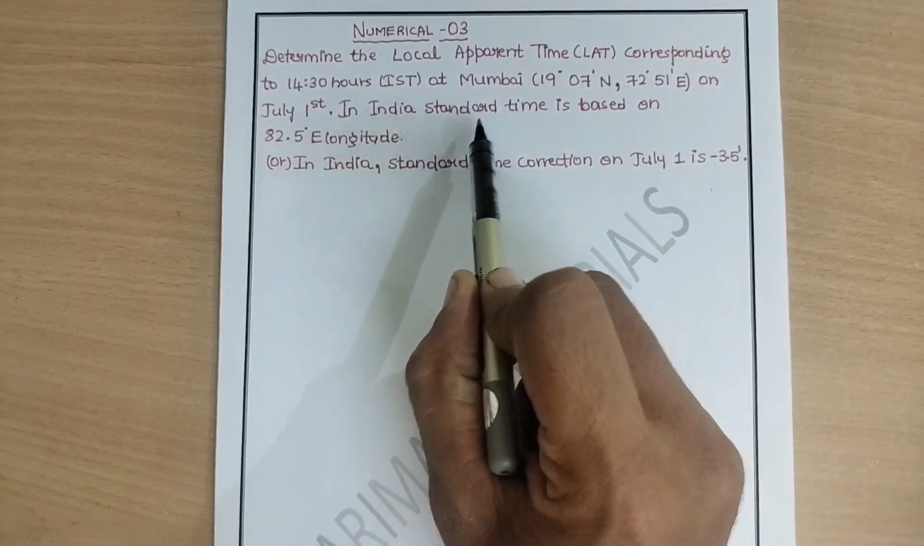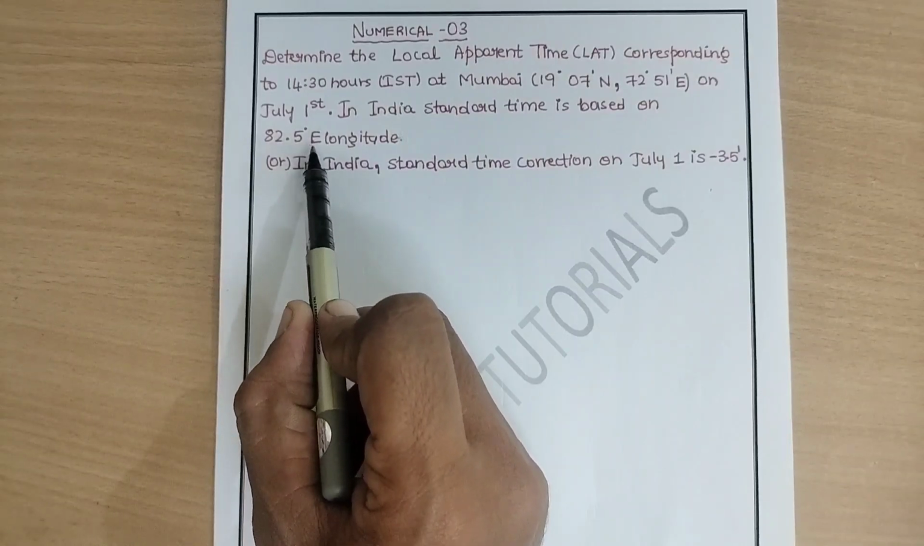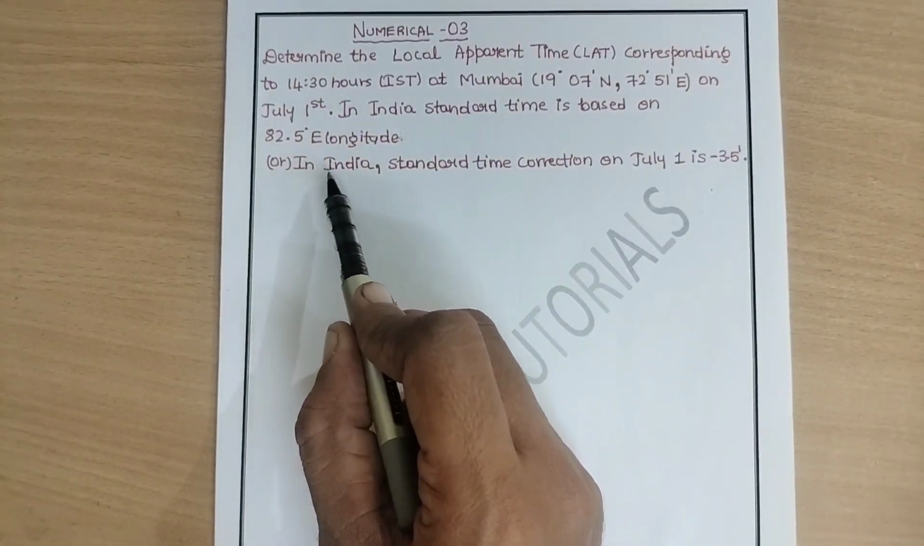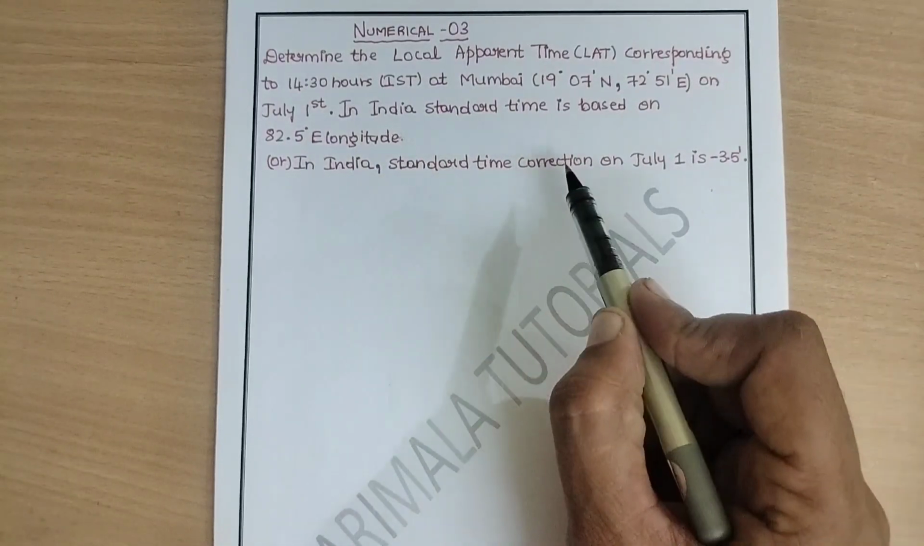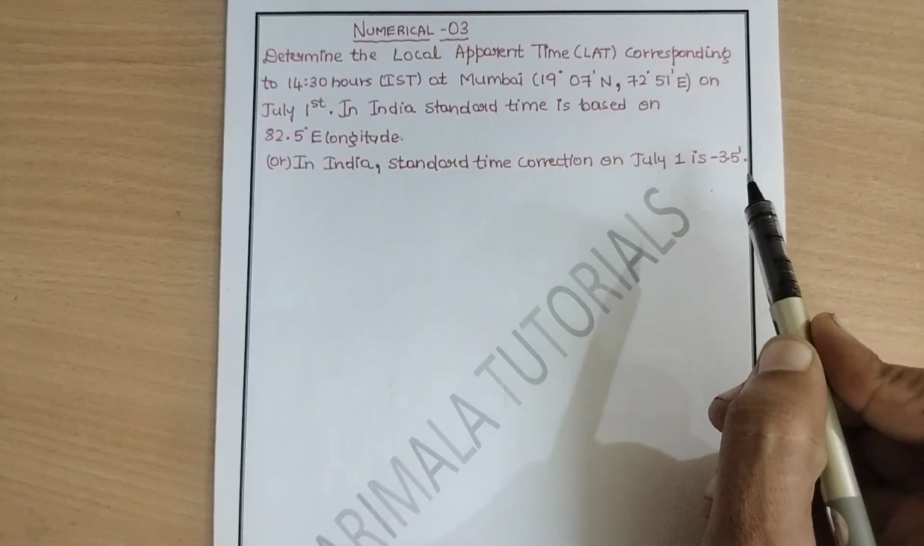In India, standard time is based on 82.5 degrees east longitude, or another set of data is given. In India, the standard time correction on July 1st is minus 3.5 minutes.